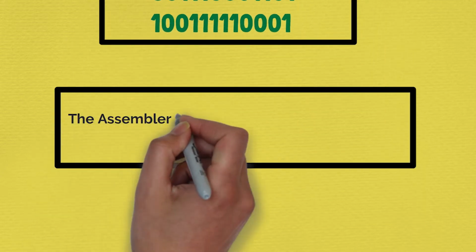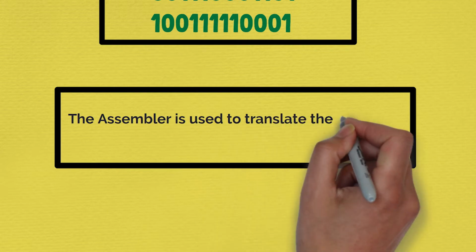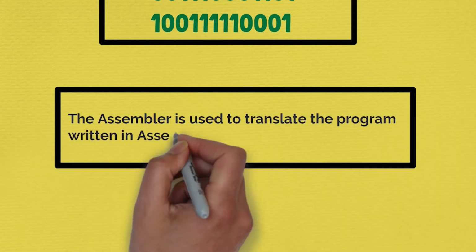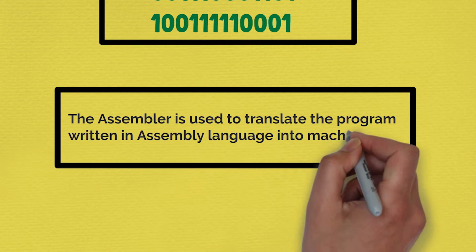Finally, the definition of the assembler. The assembler is used to translate a program written in assembly language into machine code.